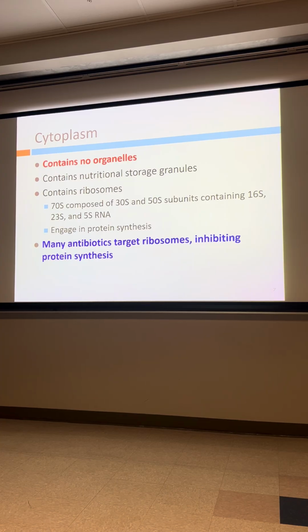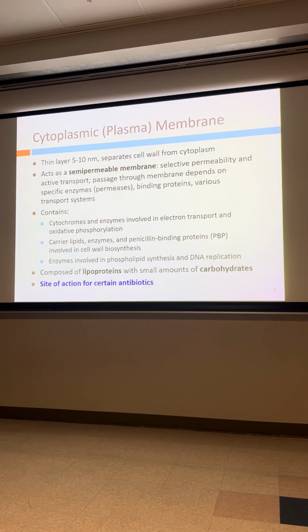For the ribosomes, drugs like tetracycline and aminoglycosides are going to target ribosomes of bacteria. So that's going to inhibit protein synthesis. If you block protein synthesis, bacteria can't make new bacterial cells.